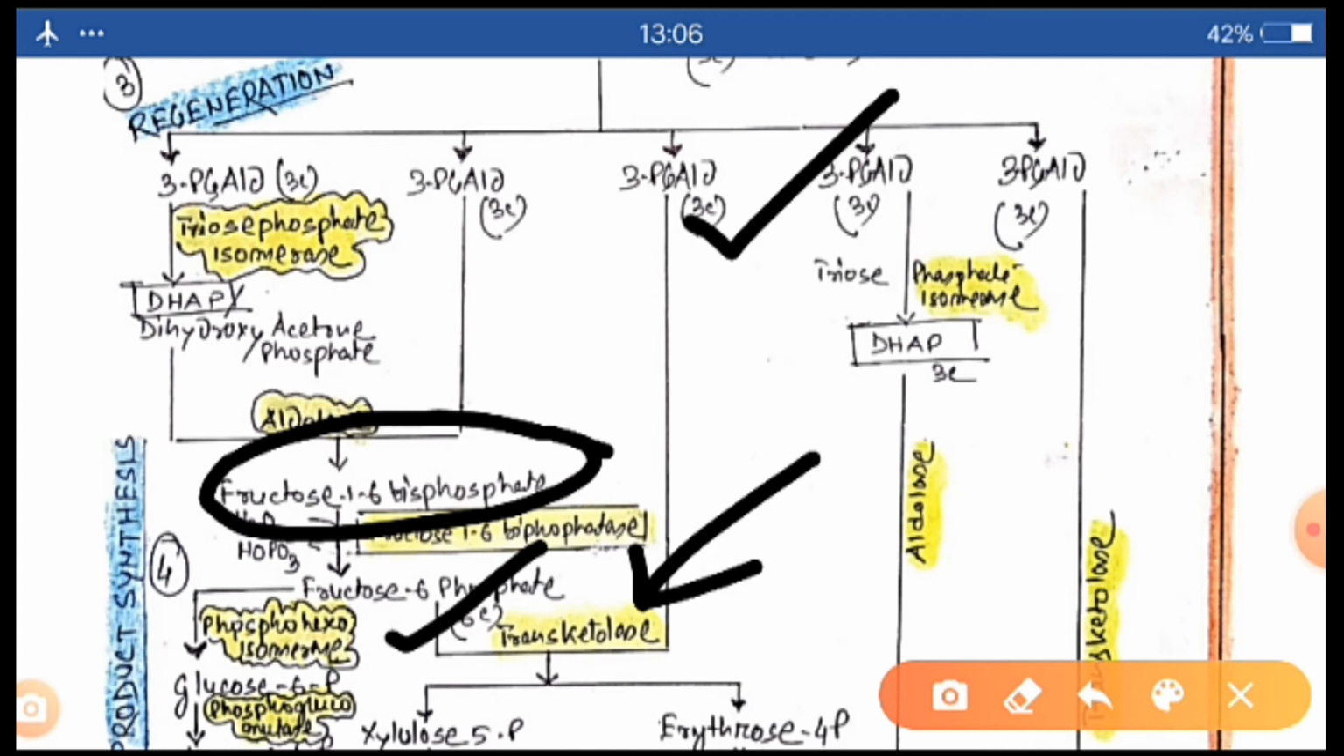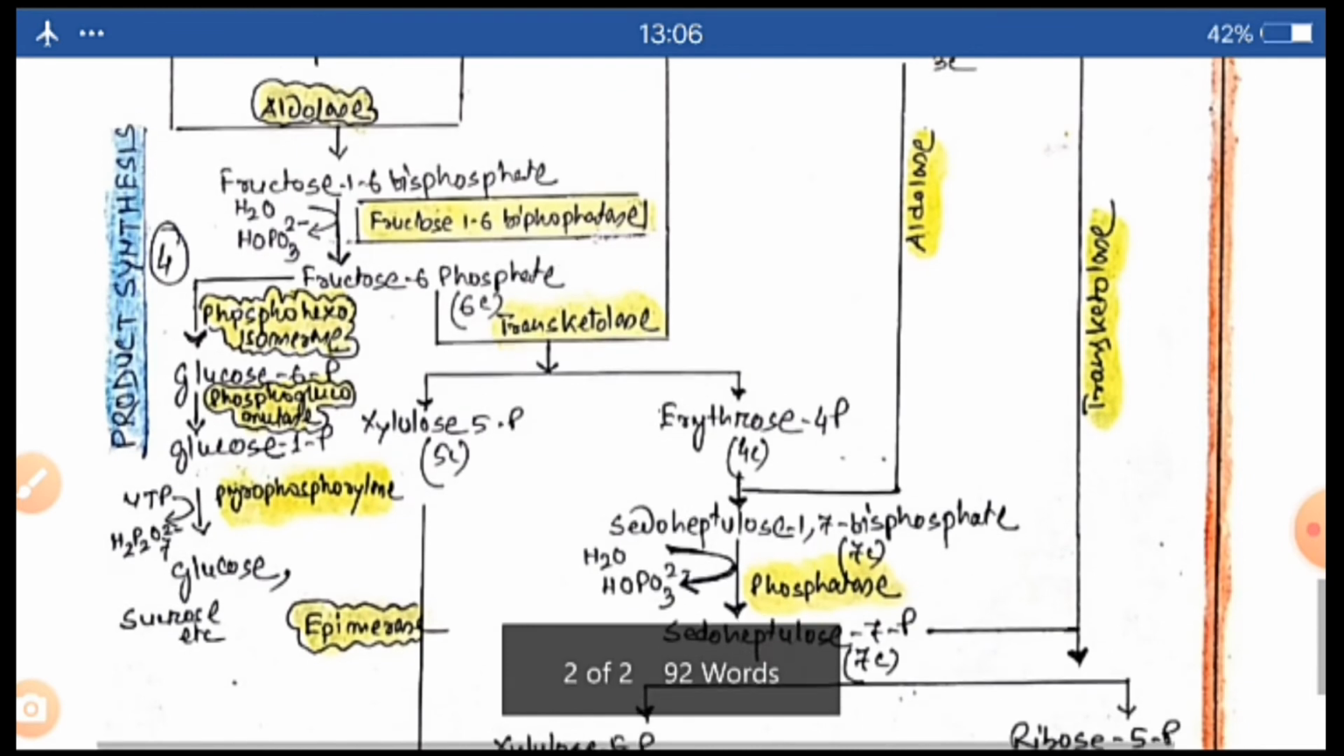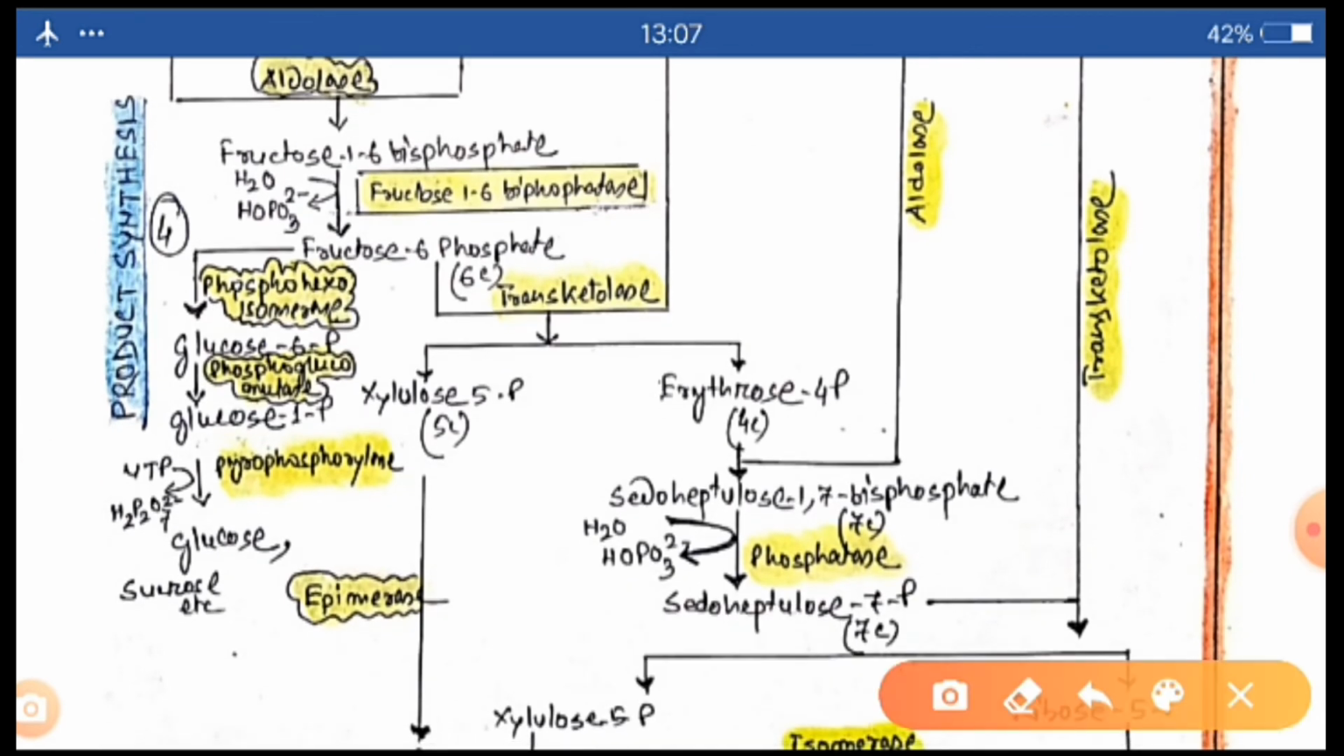So 6 carbon and 3 carbon, total carbon is 9. So these 9 carbons and 2 phosphates will be divided into 2 products. One is 5 carbon xylulose 5-phosphate, another one is 4 carbon erythrose 4-phosphate. Okay, and the enzyme is transketolase.